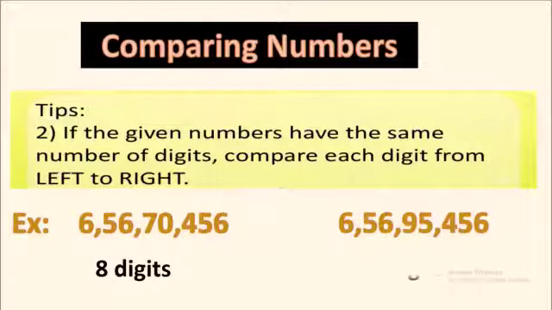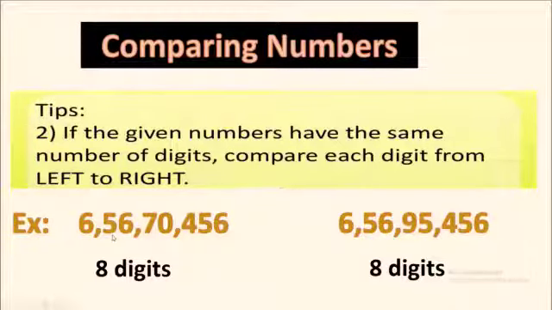Both are of 8 digits only. So we cannot judge by looking at the number of digits. We have to start comparing from left to right. So let's start. Here is 6 at the crores place. Here also 6 at the crores place. We cannot decide.